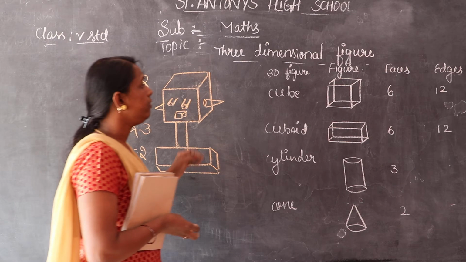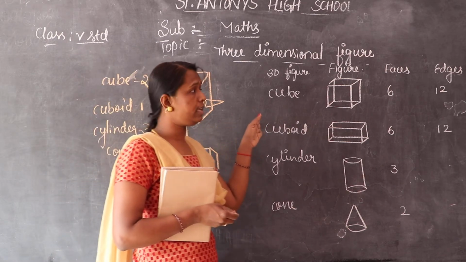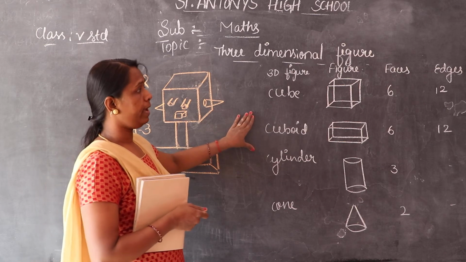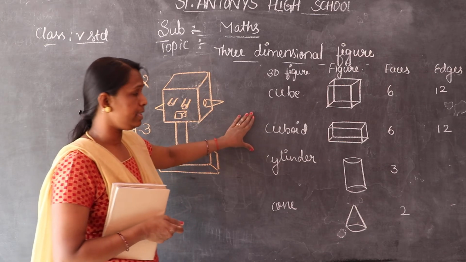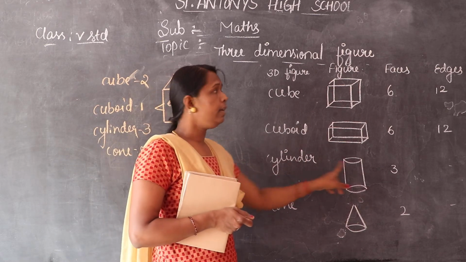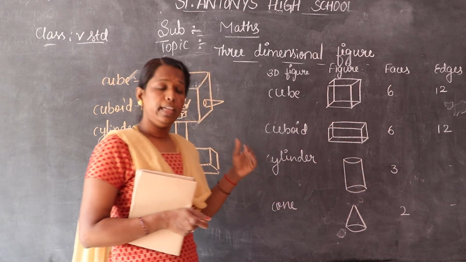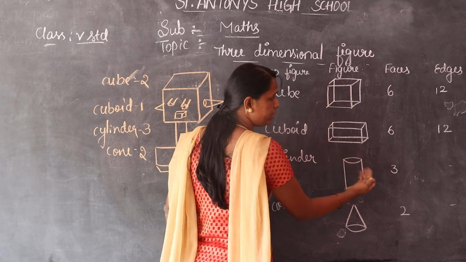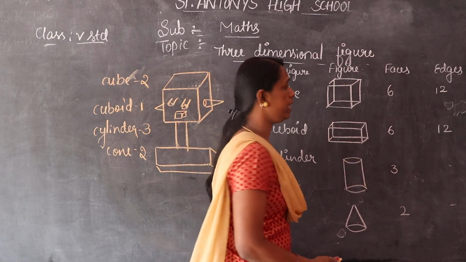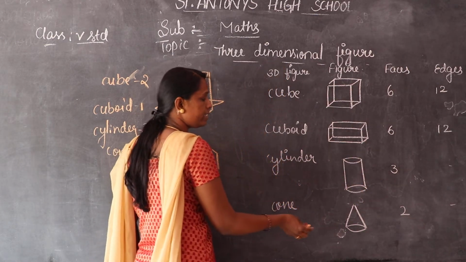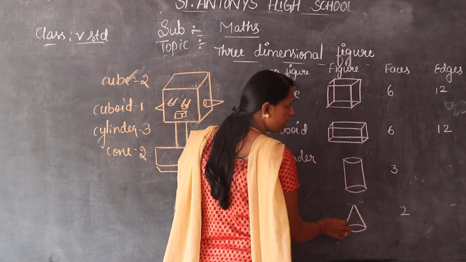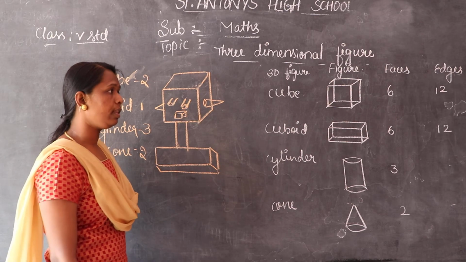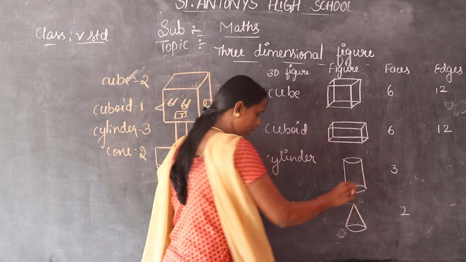In this lesson, we learn that a cube has 6 faces, 12 edges, 8 vertices. A cuboid has 6 faces, 12 edges, 8 vertices. In a cylinder, 3 faces are there: 2 circular bases and 1 curved surface. There are no edges and no vertices. In the cone, we can see 1 plane surface, 1 circular base. So that's why 2 faces are there, and only 1 vertex is there.